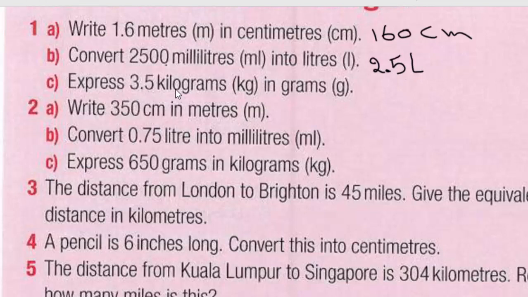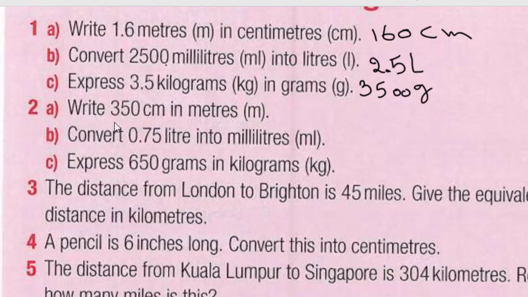Express 3.5 kilograms in grams. 1 kilogram is 1000 grams, so 3 kilograms will lead to 3000 grams. The 0.5 means half a kilogram, which is 500 grams. So we have 3500 grams in 3.5 kilograms.